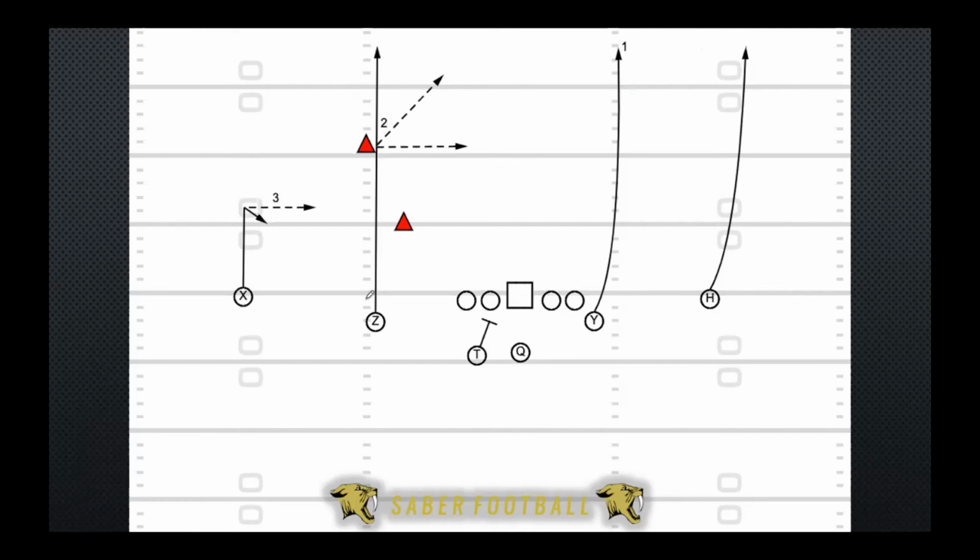The idea here on the backside with our Z is this. He's going to read the safety. He's got a couple things that he can do. One, if the safety is going to rotate back to the middle of the field or bump down at all, he's going to continue right up the seam. He's not going to change his route at all.